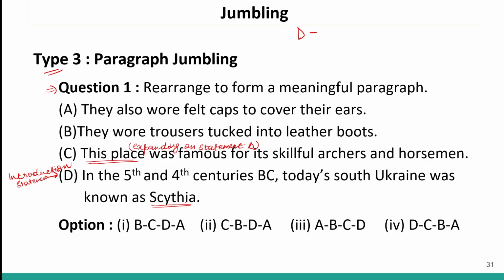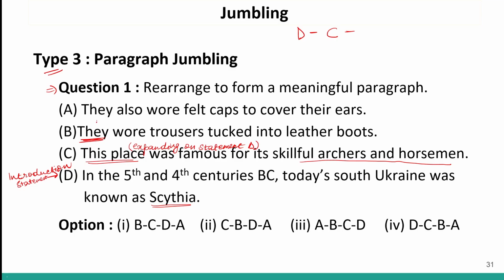How? Because over here we introduced the idea of Scythia, and C expanded it, saying this place was famous for its skillful archers. So I can say that C will come after D. They form a logical pair, right? Now, in sentence C, we are talking about archers and horsemen. If you look at B, they wore trousers tucked into leather boots. So, who? They. They means archers and horsemen, right?